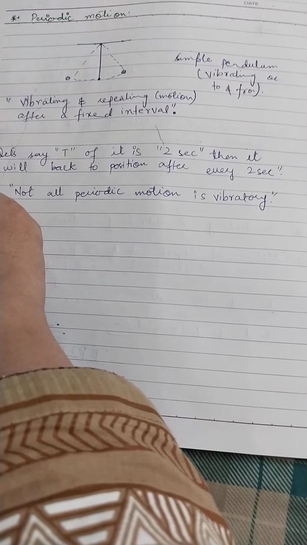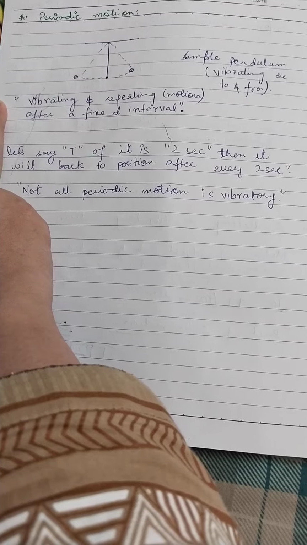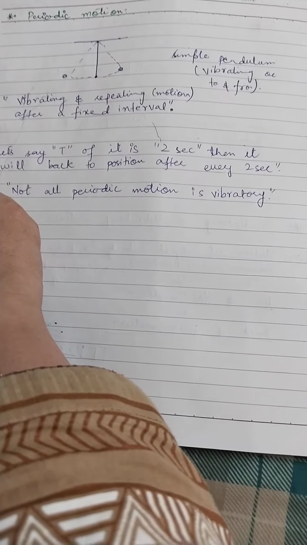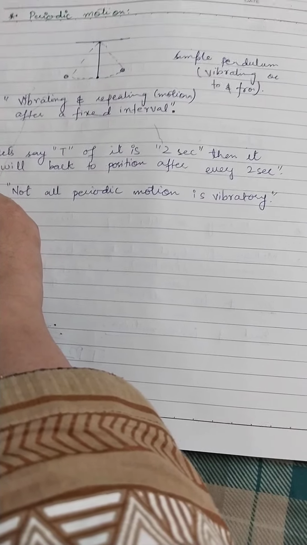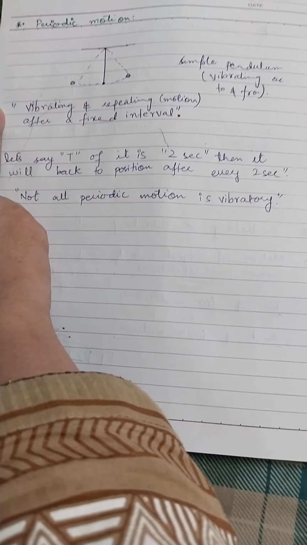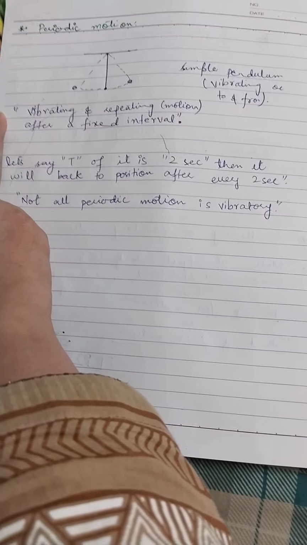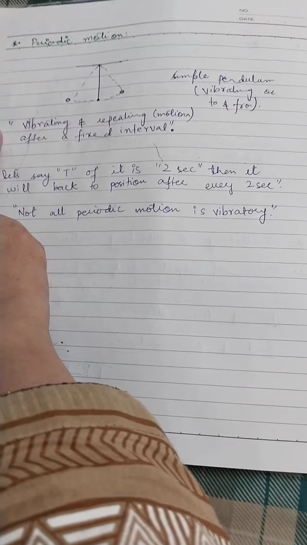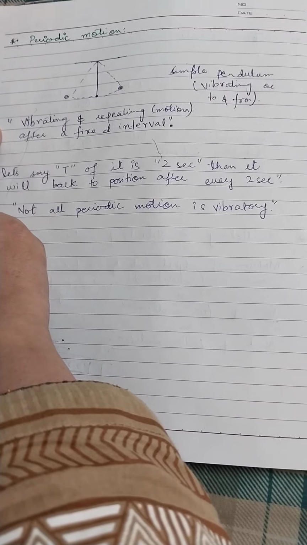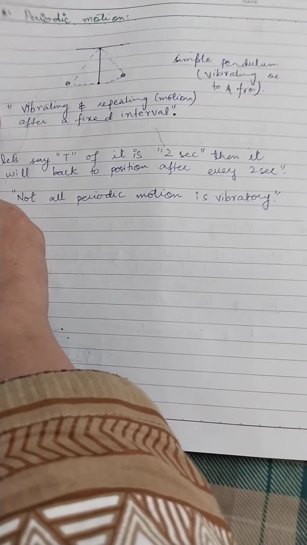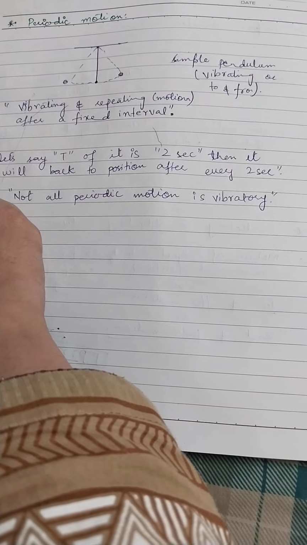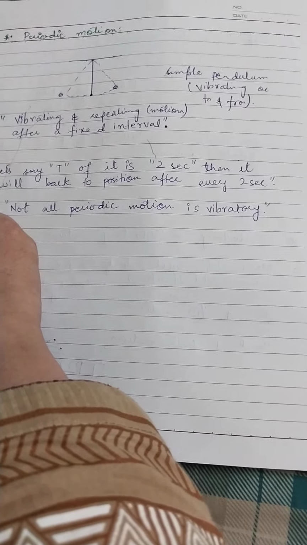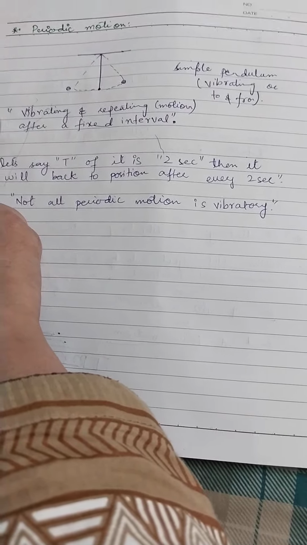Keep in mind, this is very important: whenever a simple pendulum or any object repeats its motion after a fixed interval, what does fixed interval mean? After a fixed time period. We will study the concept of time period in a later video. So whenever an object repeats its motion after a fixed interval of time and vibrates, it is called periodic motion. But not all periodic motion is vibratory motion.